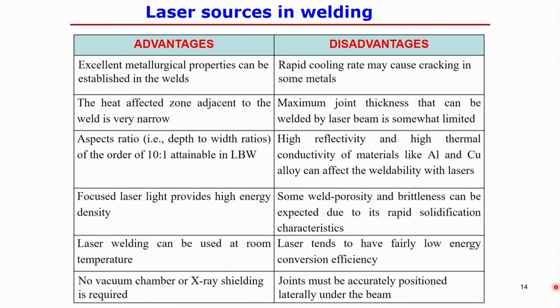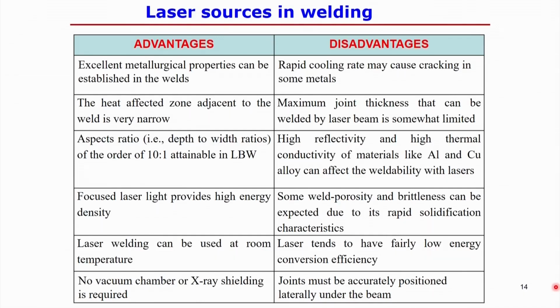It can be achieved as 10:1, for example, if we use the fiber laser. Probably we can achieve this kind of depth to width ratio. Another point is focused laser light. The concentration of the laser light in the small zone is very high in this case, so it can produce high energy density over a small zone.